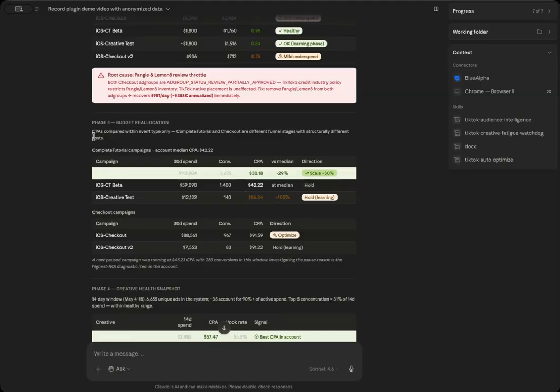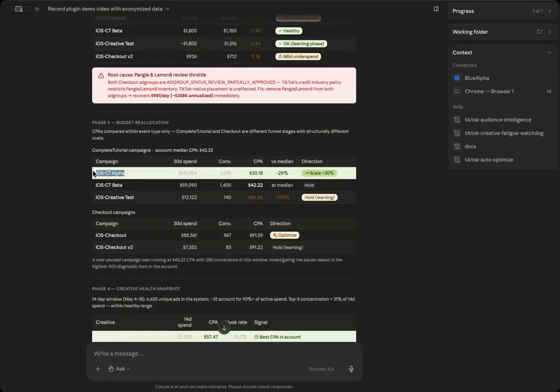So in phase 3, we look into budget reallocation, with CPAs compared within event type only. Complete tutorial and checkout are different funnel stages with structurally different costs, right? So if we look at budget allocation keeping those in mind, which is great, because otherwise you just can't compare apples to apples.